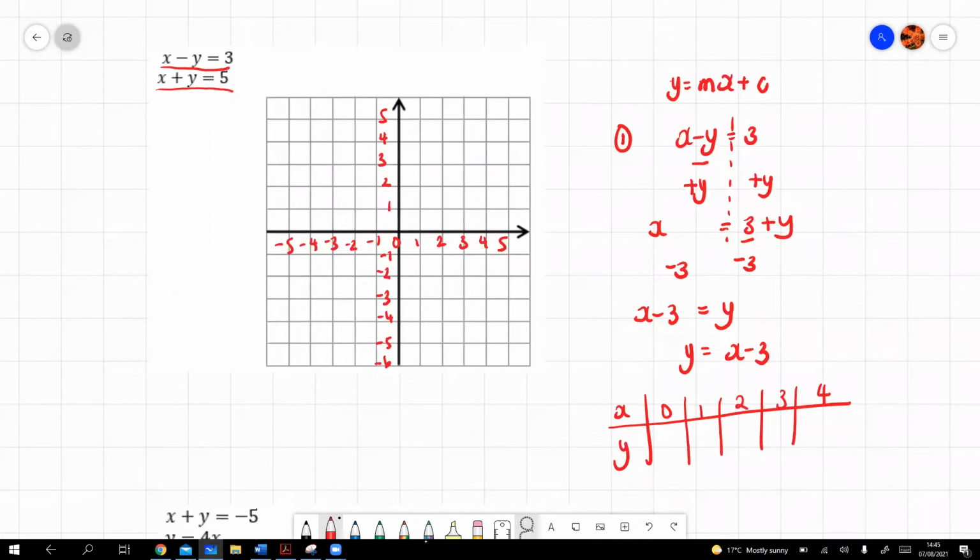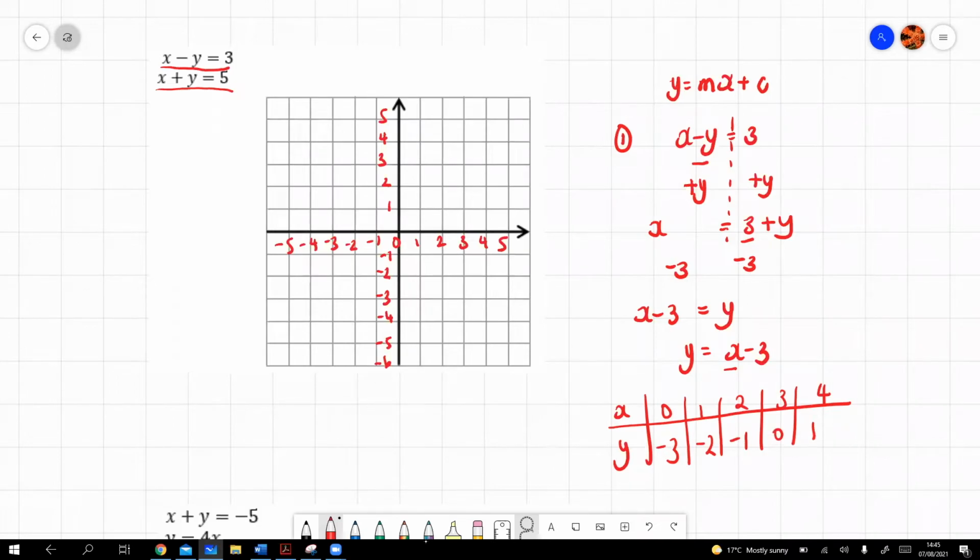Okay, when x is 0, what's y? So 0 take away 3 is minus 3. 1 take away 3 is minus 2. 2 take away 3 is minus 1. You can see the number in front of the x, the invisible number, is going to be 1, so it's just going up in ones. So the next ones are going to be 0 and 1.